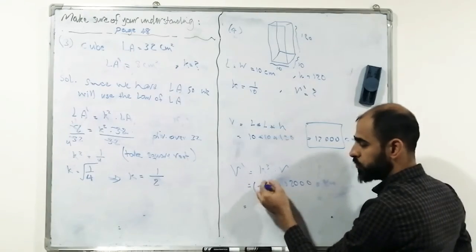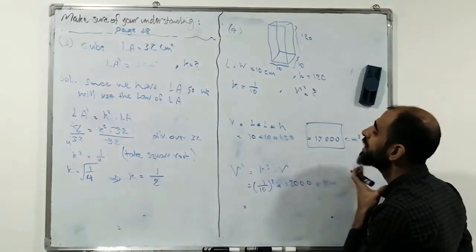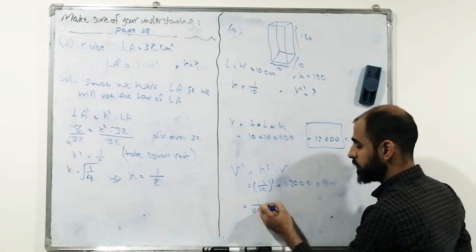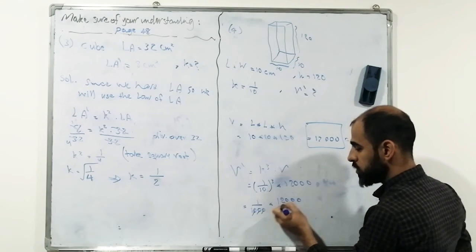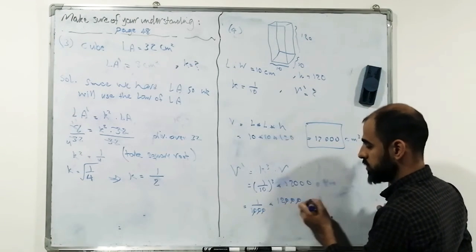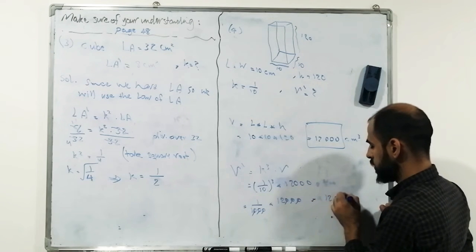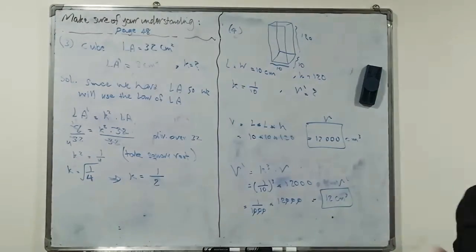The exponent 3 is distributive over the numerator and the denominator. 1 over 1000 multiplying by 112,000. The 3 zeros will go with these 3 zeros. Then the volume after dilation equal to 12 centimeter to the power 3 is V dash, and here we have V.